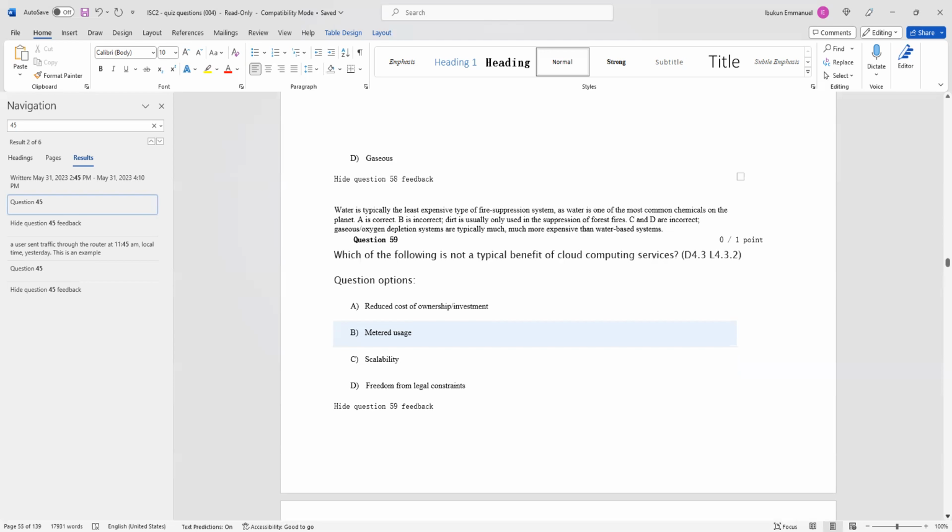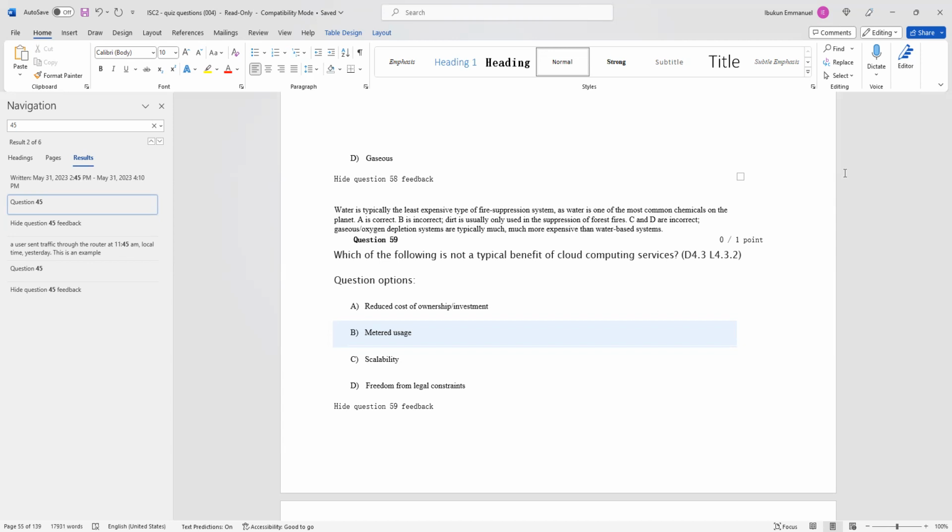Which of the following is not a typical benefit of cloud computing services? So again, remember that we're just tackling a paper that somebody has provided me with, where they've initially gone onto the website without having studied any of this previously, and they've simply highlighted answers so that they could quickly finish and then just get the correct answers. So which of the following is not a typical benefit of cloud computing services?